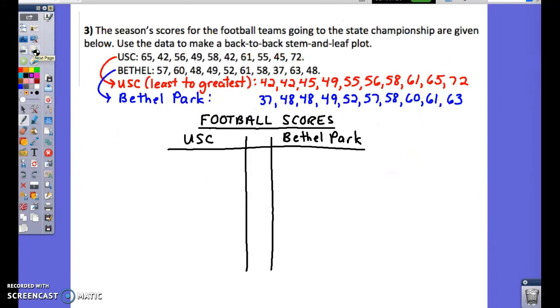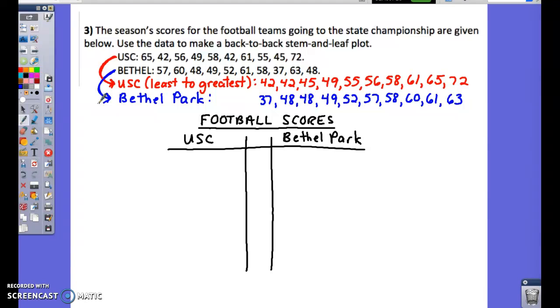Okay, moving on. Looking at example 3, this represents the season scores for the football teams going to the state championship. I have to say this data looks a little bit high, but we're going to go ahead and go with it. We're looking at Upper St. Clair data and Bethel Park data. Now, for starters, before you get into making a stem and leaf plot like this problem asks you to, you do have to list the data from least to greatest, which I did. Upper St. Clair is shown right here, and Bethel Park is shown right here.